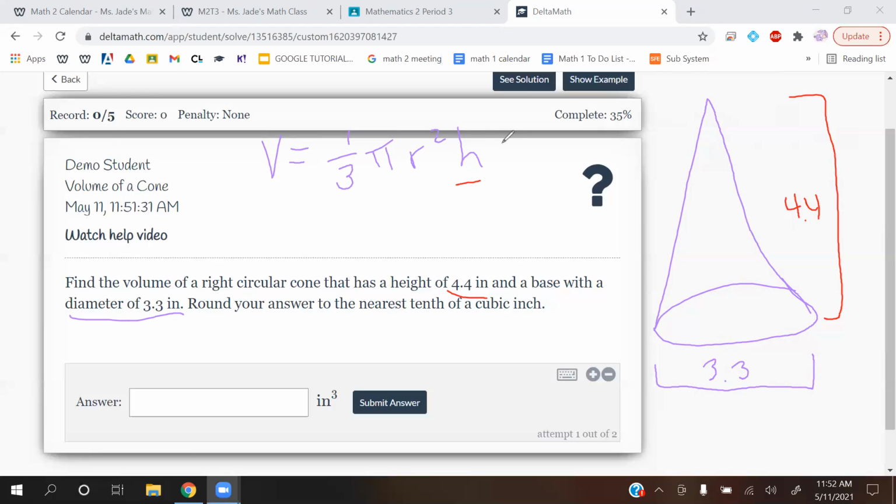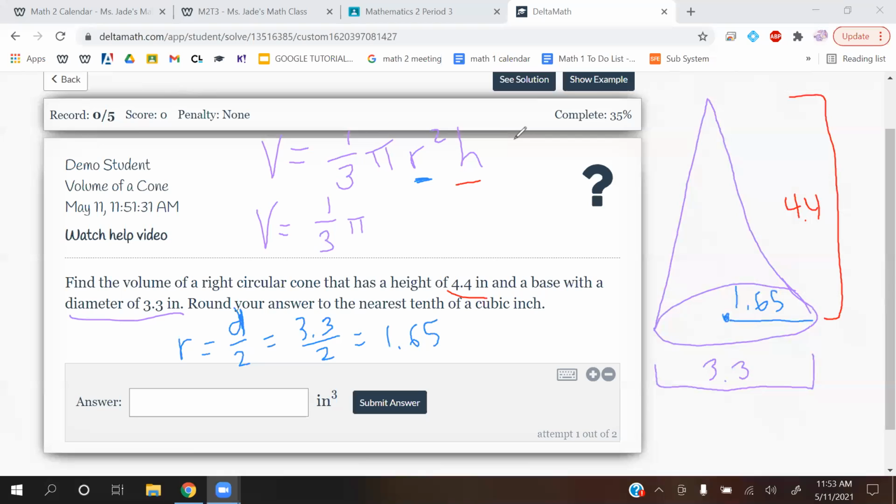Okay, so in our formula, we don't want the diameter. We want the radius. So remember that radius is equal to diameter divided by 2. Diameter divided by 2. Because we want the center to the outside, not outside to outside. So I'm going to calculate our radius by taking the diameter and dividing it by 2. And so I'm too lazy to do that in my head right now. 1.65. That is your radius. And then now that we have your radius and we have the height, we can plug it into our formula.